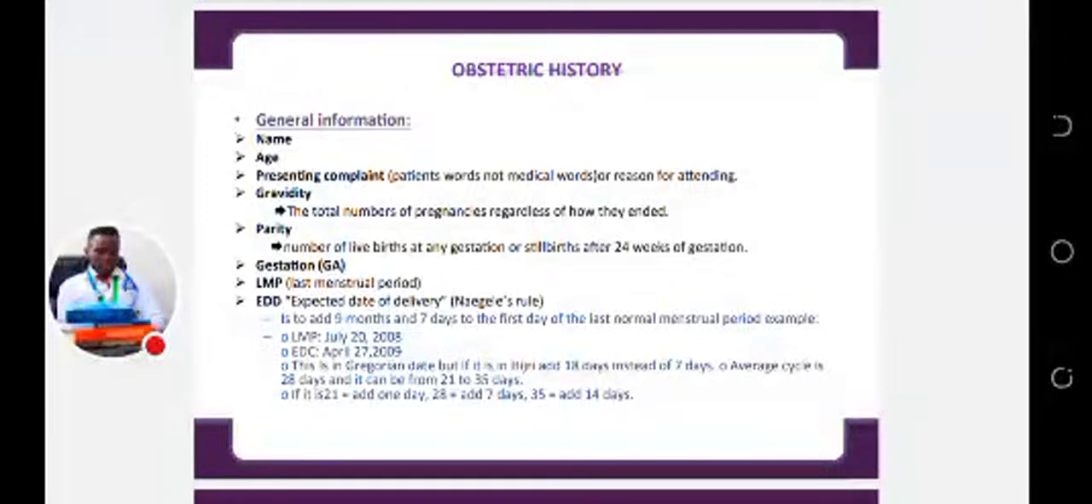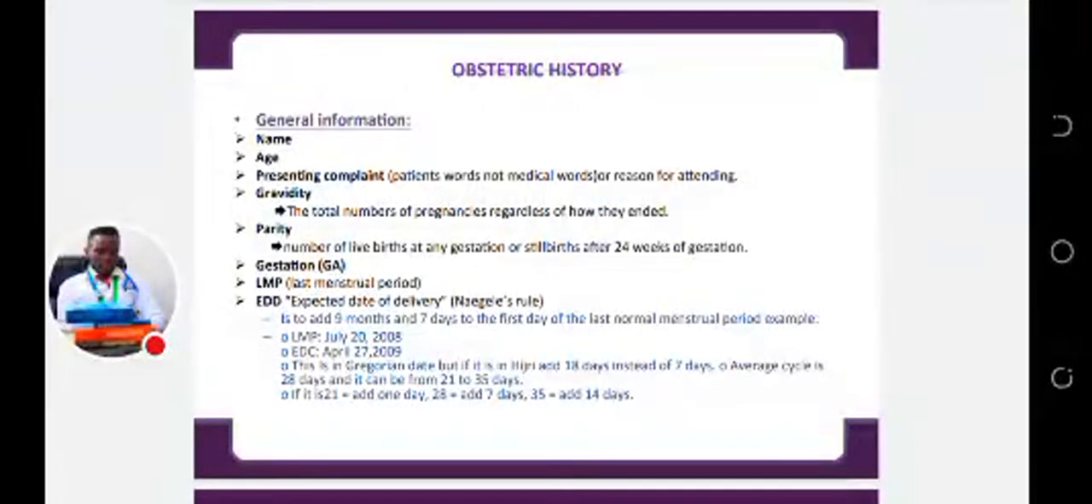Then gravidity. This is just the total number of pregnancies, regardless of how they ended. So you need to find out this information. Gravidity is very important because you need to know the number of pregnancies regardless of how they ended. Some may have ended through miscarriages and abortion and whatnot. You need to get this information. It's very important and vital.